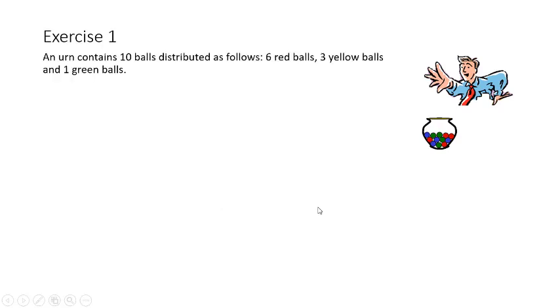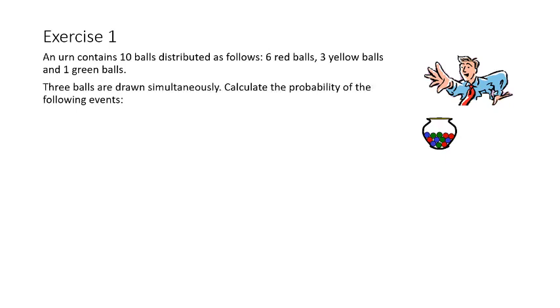Part 2: we still have the same urn, same number of balls, but in this case the drawing is different. 3 balls are drawn simultaneously at random. I forgot to write "at random" here, sorry. Calculate the probability of the following events. When you say simultaneously, it means there is no order. You should use combination. Calculate the number of possible events.